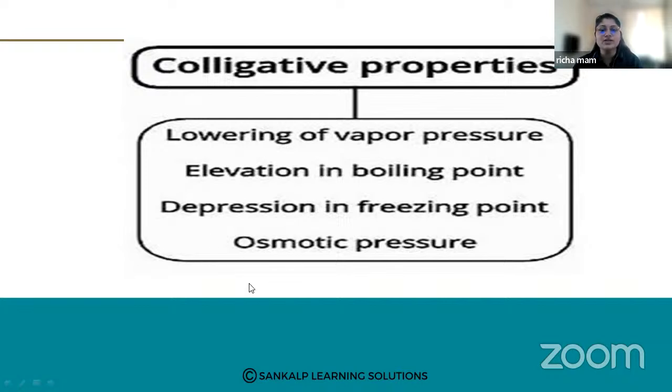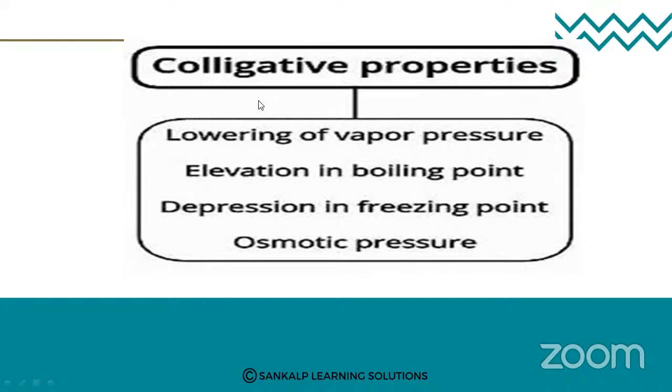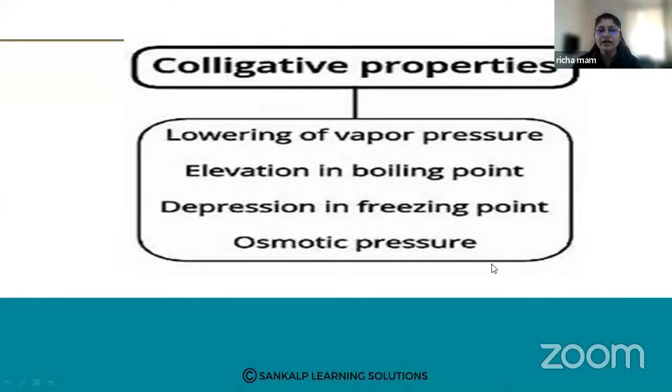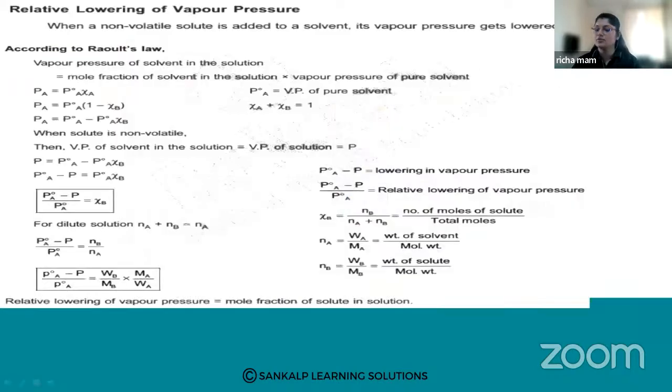So first we'll see these four properties. Colligative properties depend on what? They depend upon the number of solute particles, and they do not depend on the nature of solute particles. So the four important properties are relative lowering of vapor pressure, elevation in boiling point, depression in freezing point, and osmotic pressure. We'll start with the first, the relative lowering of vapor pressure.